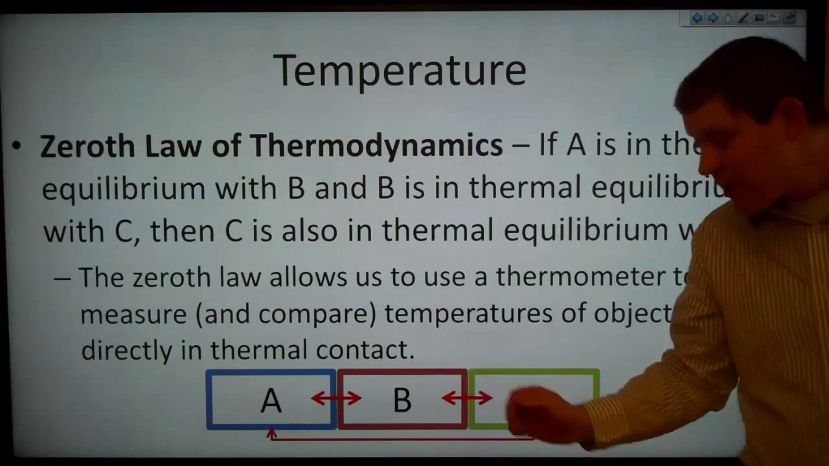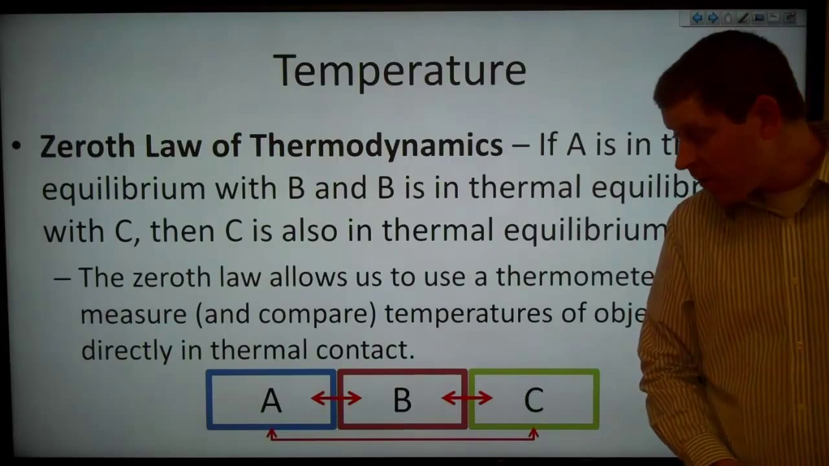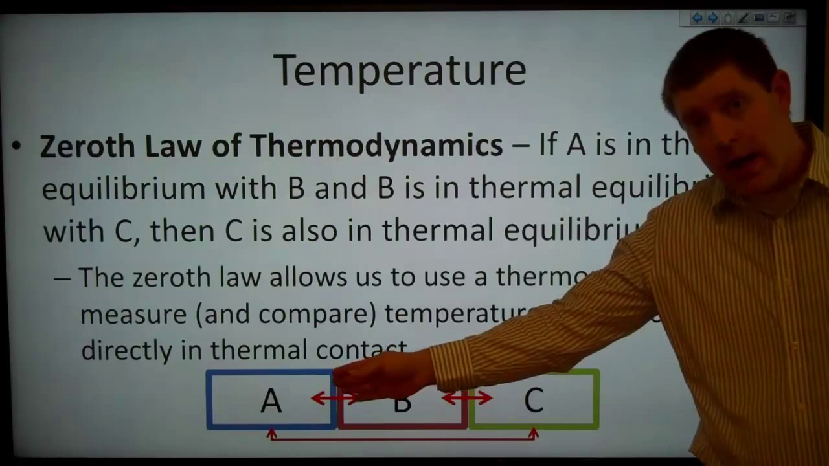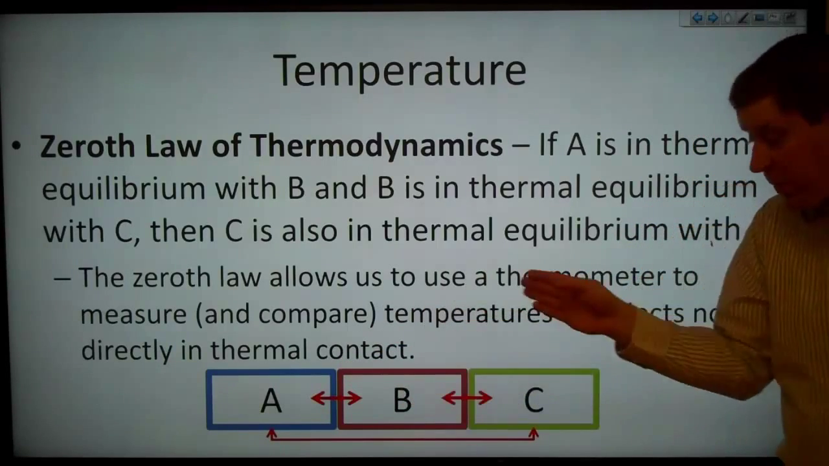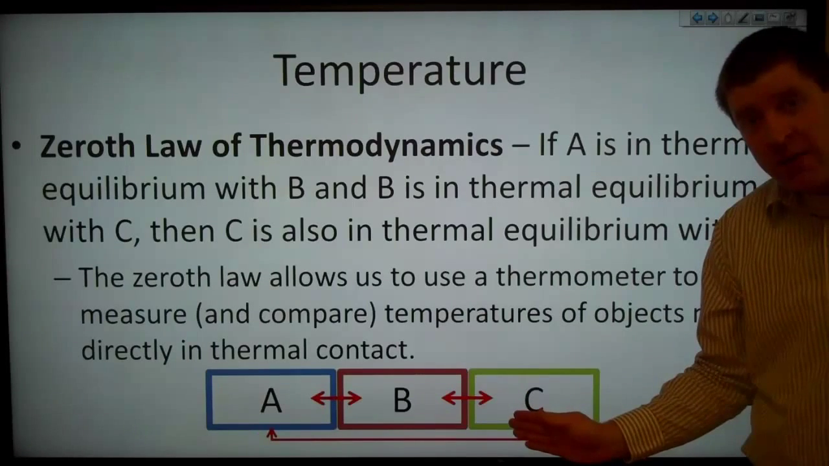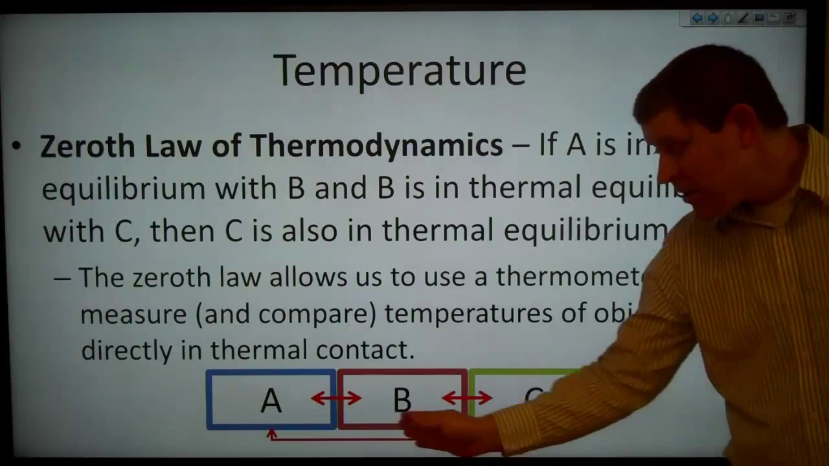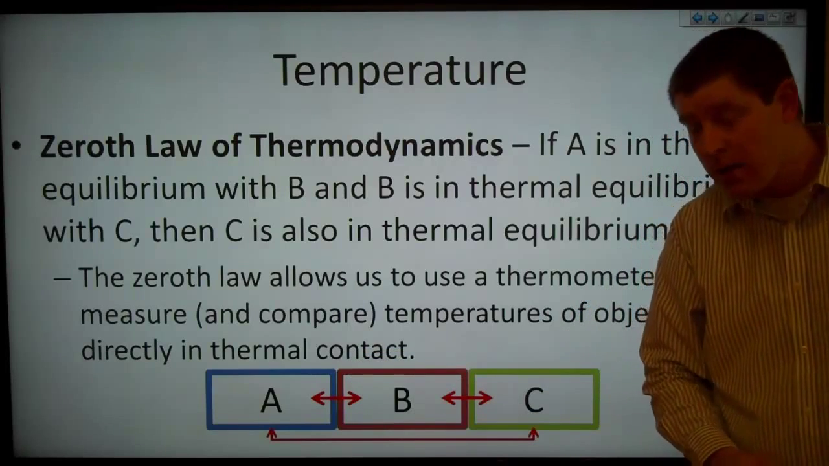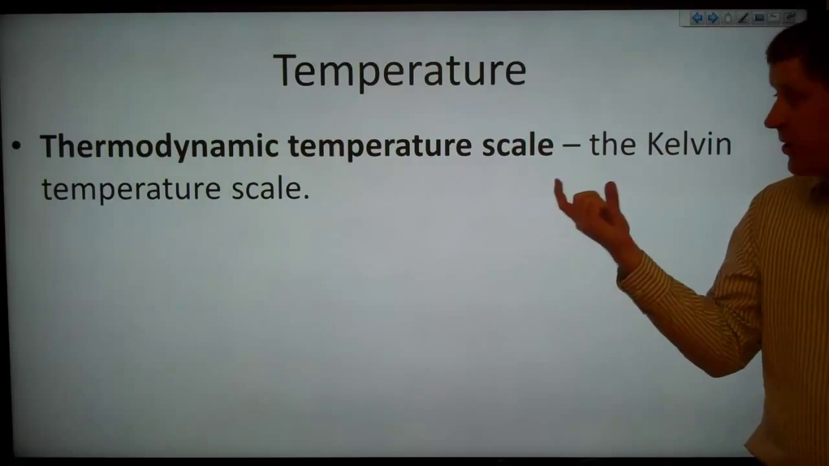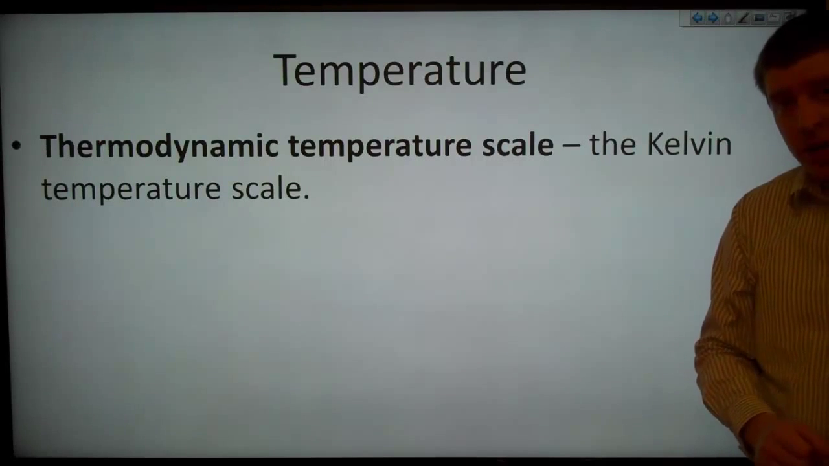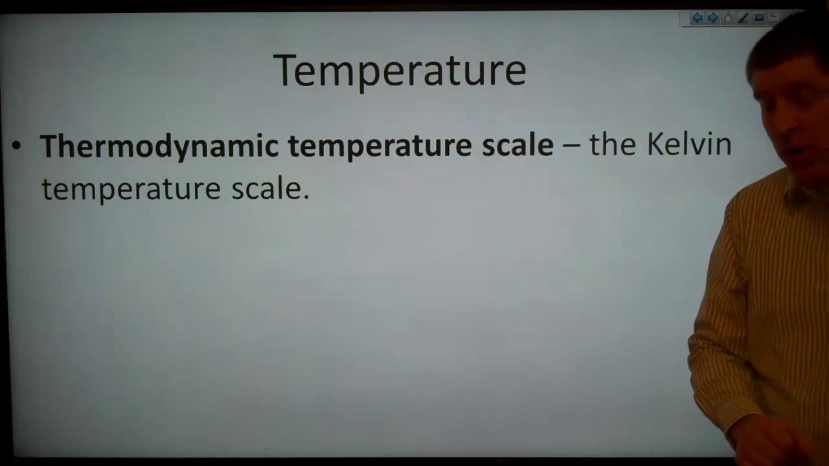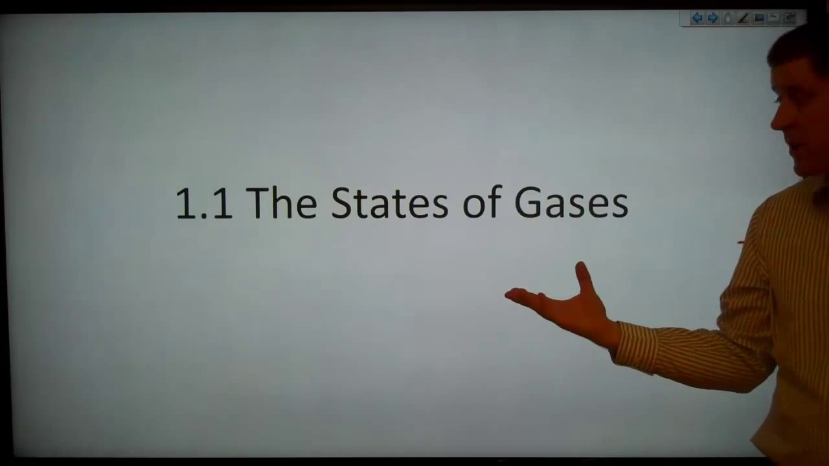So B could be our thermometer. We can put it in thermal contact with A, and we read some value. If we then put B into thermal contact with C, and it reads that same value, then we know that C must be at the same temperature as A. And this now brings us to the thermodynamic temperature scale, which is simply the Kelvin temperature scale. Now we're going to get into further detail about the Kelvin scale later on in the course. And that was the states of gases.